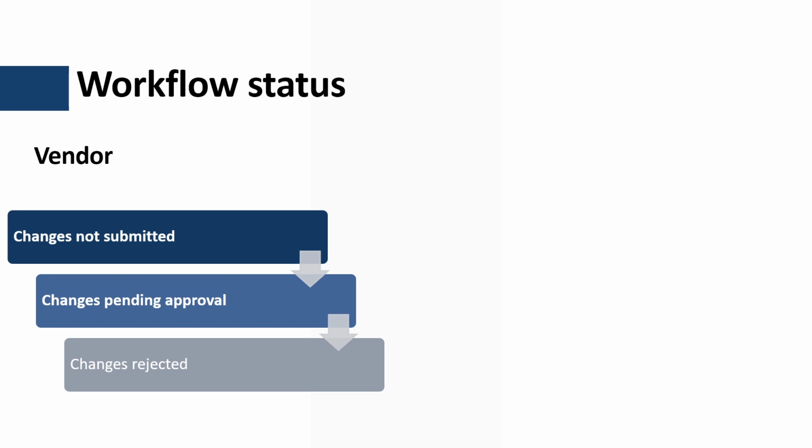So first, for the vendor workflow, when changes take place and until the workflow is submitted, then the status will be changes not submitted. When the changes are submitted to the workflow, then the status will be changes pending approval. And when the workflow is approved, then the status is not really approved, but the data is updated accordingly. And in case of the workflow rejected, then the status will be changes rejected.